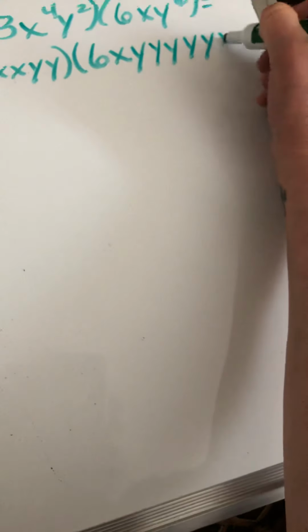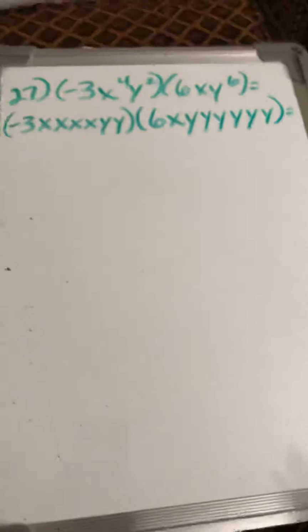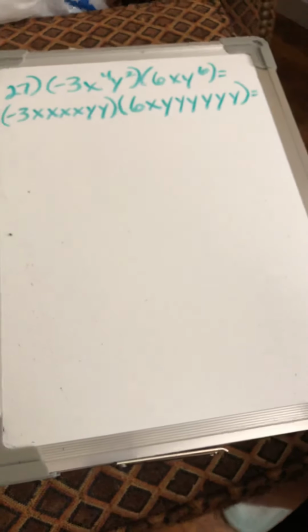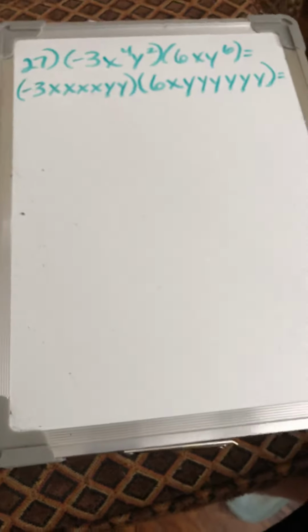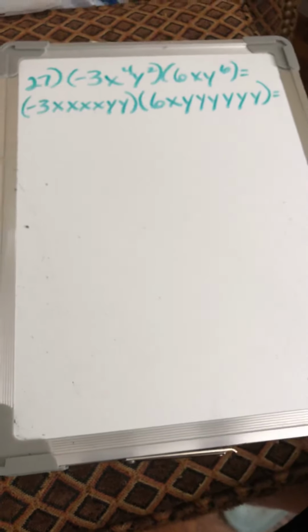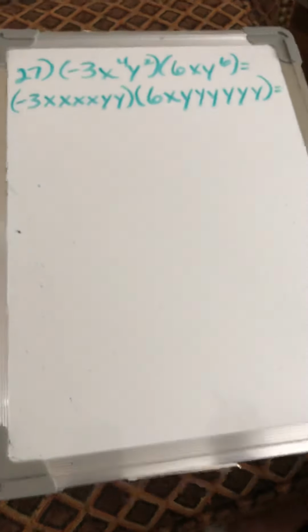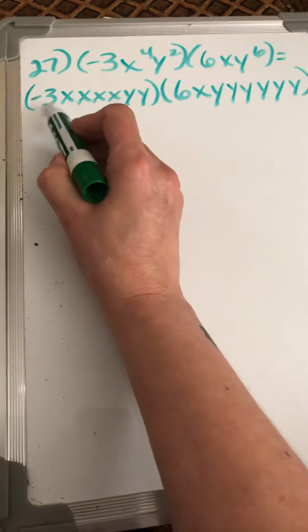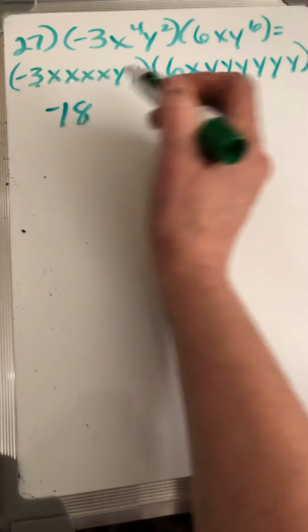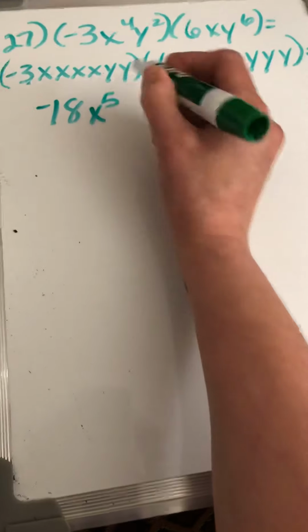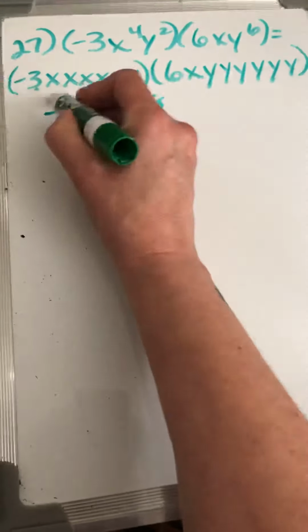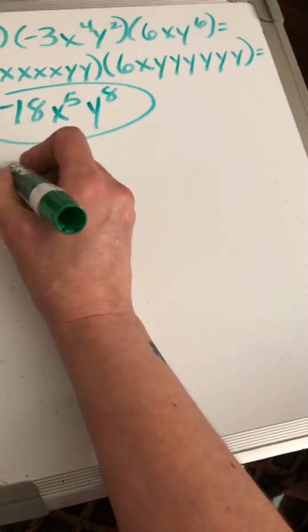I think that just teaching something by saying, okay, here's the rule, you rob your learner of the opportunity to discover that. Because once you discover it, it belongs to you. It's not something I gave you. It's something that you discovered. So that's why I'm not teaching the rule. You can figure it out. All right, so negative 3 times 6 is negative 18. And I've got 1, 2, 3, 4, 5 x's, and 1, 2, 3, 4, 5, 6, and 8 y's. Done.